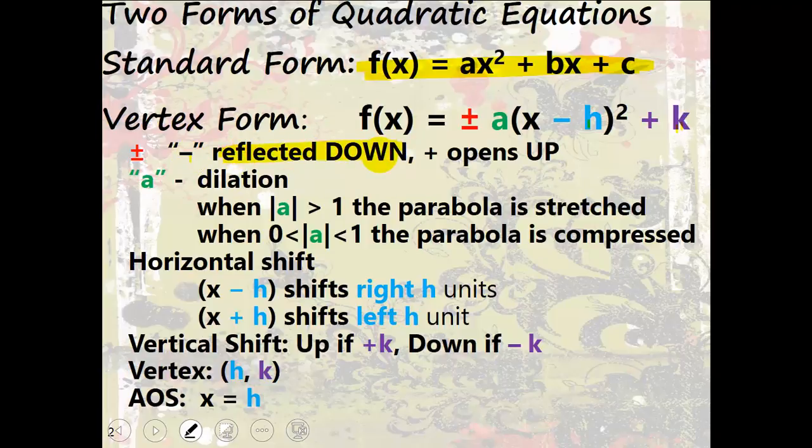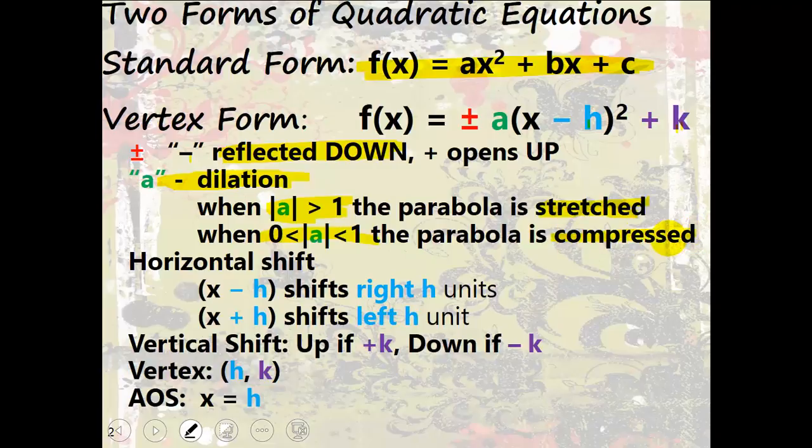A is the dilation. It tells us how fast it increases. If A, without looking at the sign of A, that's what the absolute value bars mean, just look at the value of A, if it's bigger than 1, like 1.5, or 2, or 10, or 5.5, the parabola is stretched. And then if it's a fraction between 0 and 1, then the parabola is compressed.